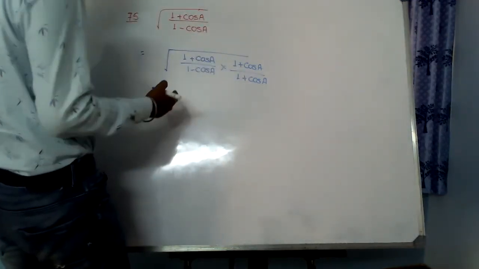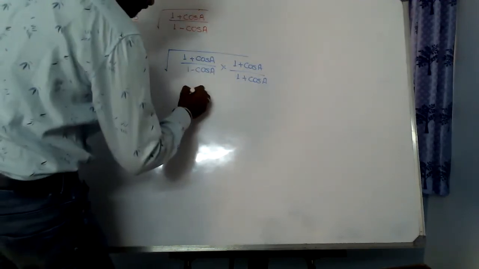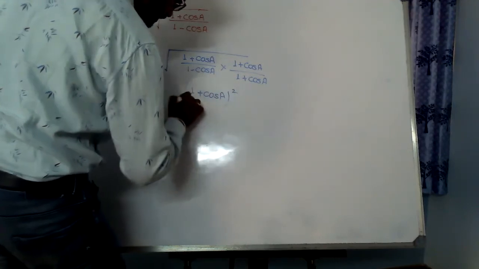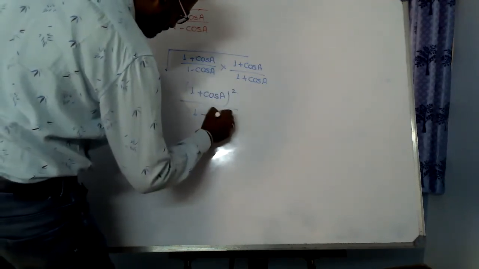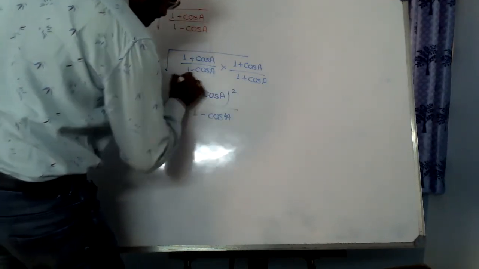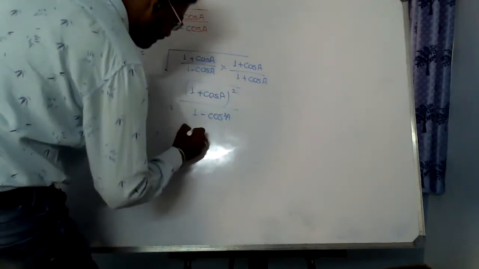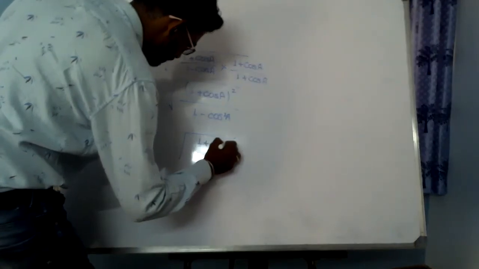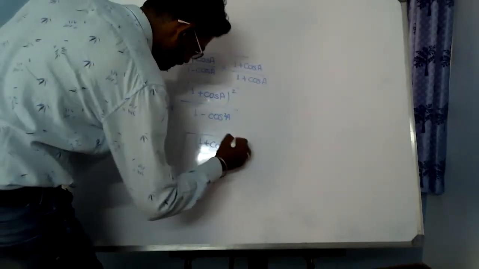Okay, I think it should be tan A by 2. So if you do, the numerator part will become (1 plus cos A) whole square. Don't multiply it, just write it as a whole square. Down part will be 1 minus cos square A, right? And still it will stay inside the root. So now next I'll write root under (1 plus cos A) whole square, and down 1 minus cos square A.